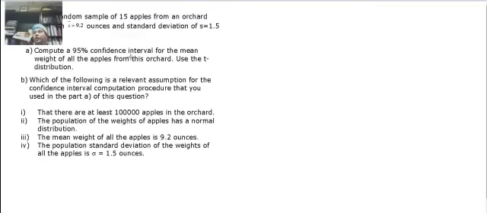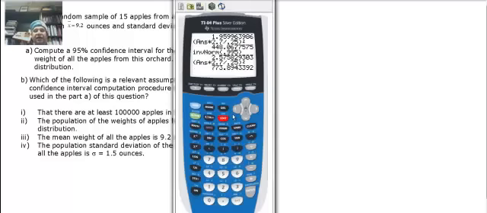So now, in this case, we are again computing a confidence interval, right? And then we have a small sample for the weights of apples from some place. This is a kind of natural phenomenon, so we're going to assume that these follow a normal distribution. We have the sample mean as 9.2 and sample standard deviation as 1.5. Are we good on this? And then it asks us to compute a 95% confidence interval, right? So we will go to stat.